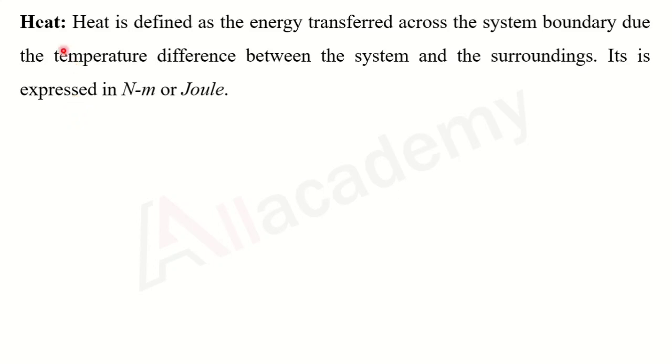The next definition is heat. As you all know, heat is defined as energy transferred across the system boundary, as we have previously discussed. So this is a transient form of energy which can cross the system boundary due to the temperature difference. That is very important. The heat transfer takes place only due to the temperature difference between the system and the surrounding, and generally it is expressed in Newton meter or joules.